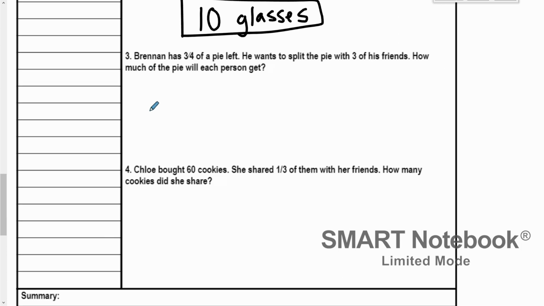If you're feeling comfortable, I want you to pause this video, try these 2 on your own and see if you can figure out if they're multiplication or division. At any time, if you get stuck, you can just resume the video and check and catch up with where I'm at. Brennan has 3/4 of a pie left. He wants to split the pie with 3 of his friends. How much of the pie will each person get?